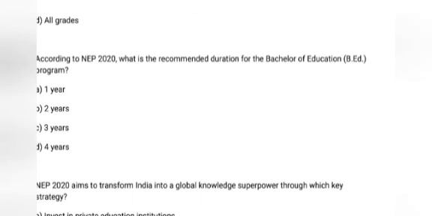Next, according to NEP 2020, what is the recommended duration for the Bachelor of Education program? 1 year, 2 year, 3 year, 4 year. So it will be 2 year. This is what I have got.